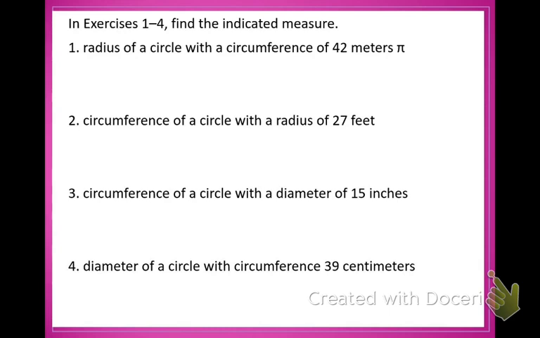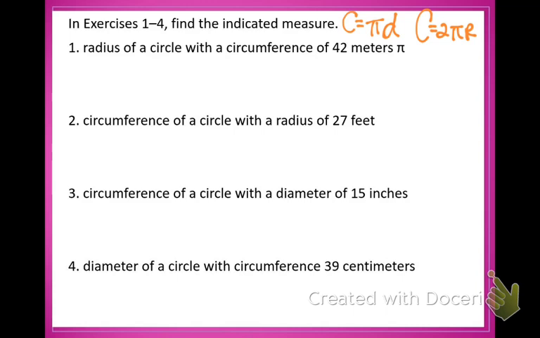All right, so if we're talking about circumference, what are the two formulas we'd be using? C equals pi times d, or C equals 2 pi r. What does the letter d represent? Diameter. It's on the board. What does r represent? Radius.